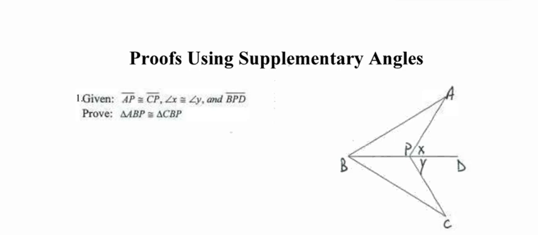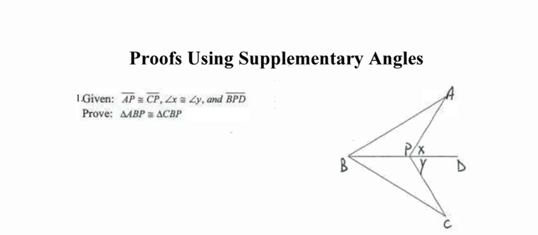The focus of this lesson will be on using supplementary angles in order to write triangle proofs. Before we jump into the first example, let's talk a little bit about supplementary angles first of all. Remember, supplementary angles are two angles that add up to 180 degrees.